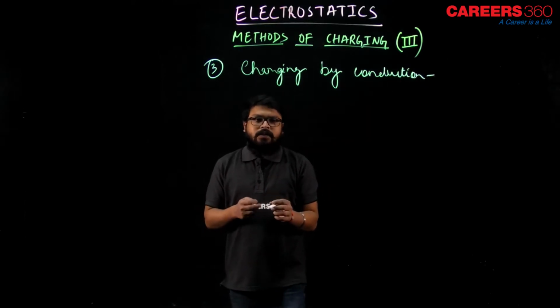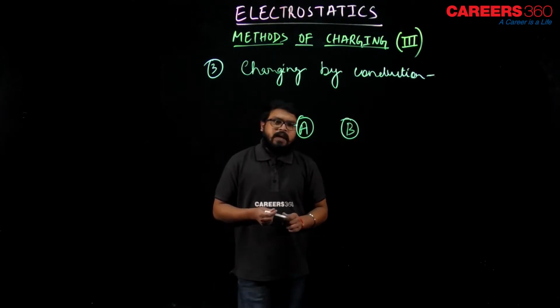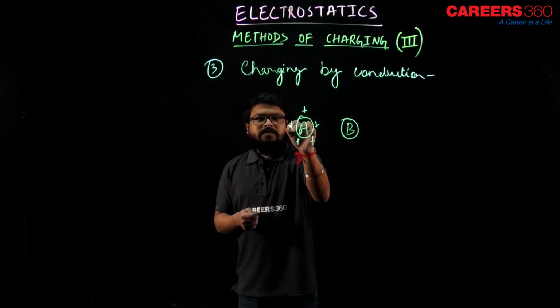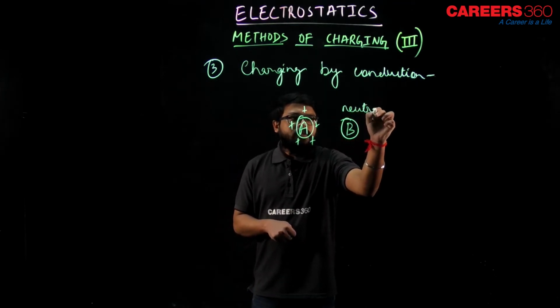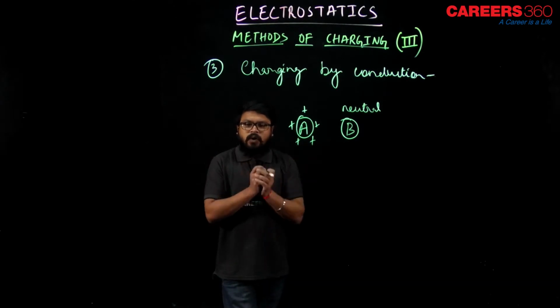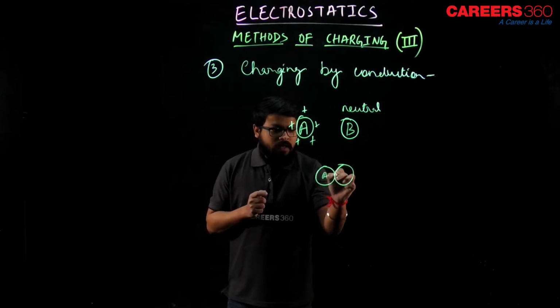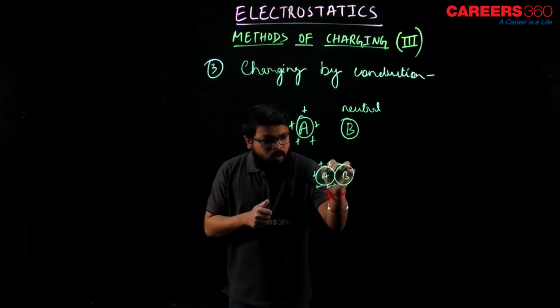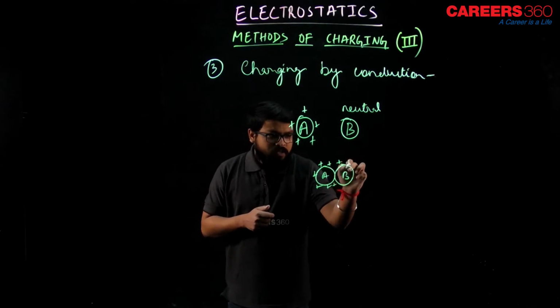So when I say charging by conduction, suppose there are two bodies A and B. A is suppose positively charged, and B is neutral. Now when these two are brought in contact with each other physically, that is A and B, like this, as you can see. Over here, some of the positive charge of the body A will be transferred, not all.